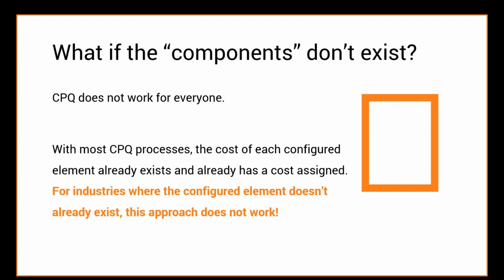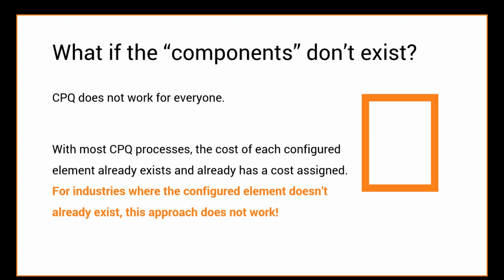One good example for that is, what if the components that we need to quote don't exist, right? So CPQ does not work for everyone. We made that very clear just now. With most CPQ processes, the cost of each component that we're trying to quote, or that is part of this bill of materials, we call it, already exists. It has a price to it. It has a routing to it.